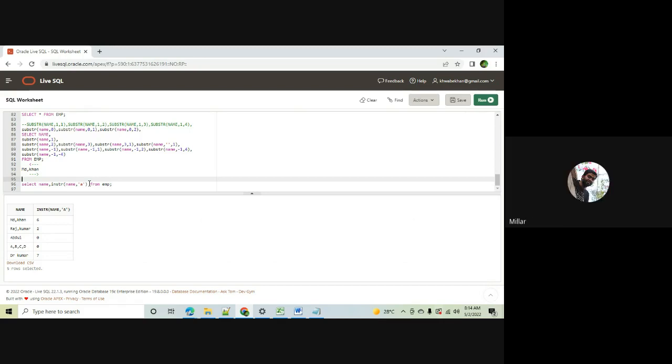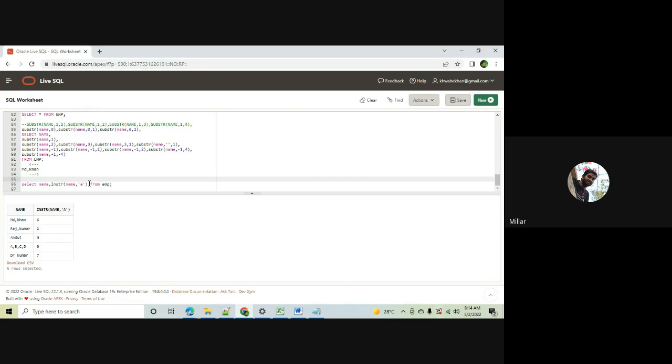So basically, substring will work from right to left, and then string will work from left to right, right? They both are working left to right, right?